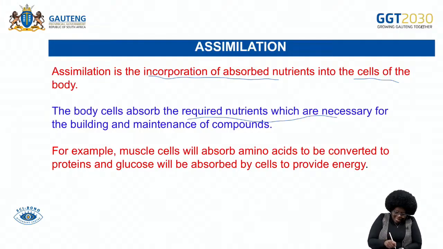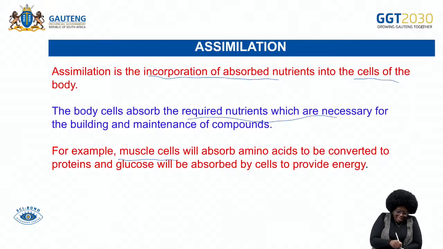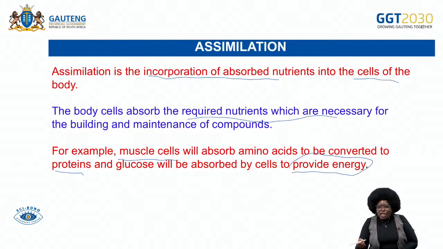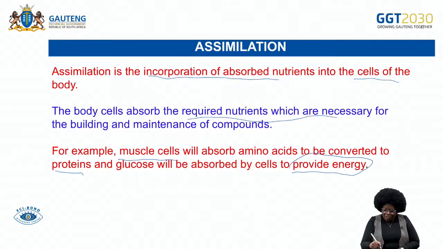For example, muscle cells. Look at this. Muscle cells will absorb amino acids to be converted to proteins and glucose, which will be absorbed by cells to provide energy. Hence, I spoke about our ability to walk and do different activities.